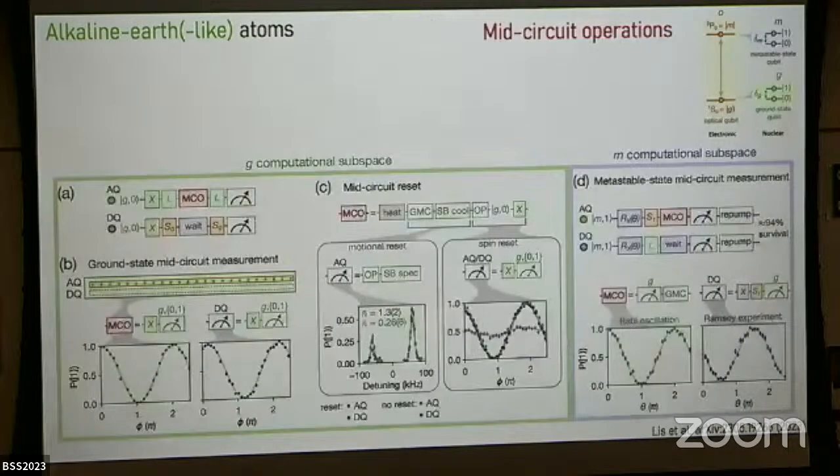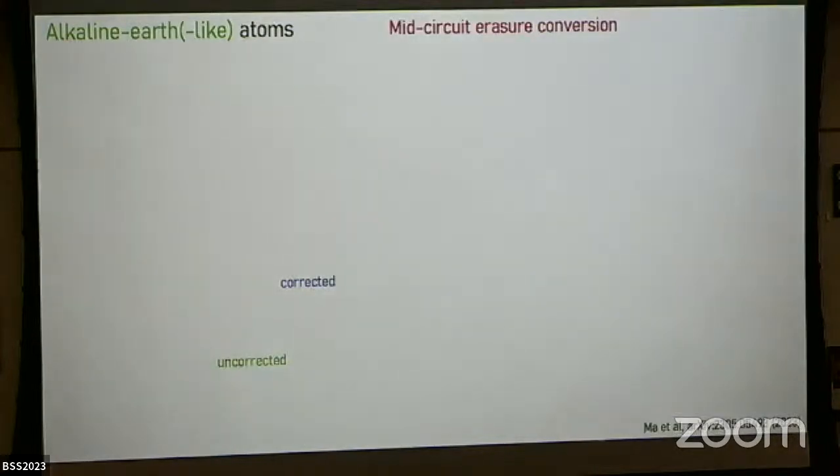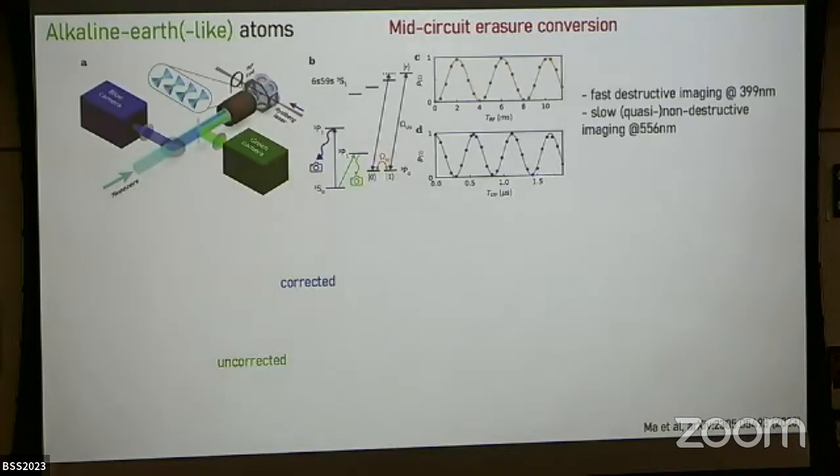Okay, so here I wanna, sorry, these slides are a little bit messy, but another application, another thing you can do with these alkaline earth atoms that is really in the spirit of this mid-circuit operation is this so-called mid-circuit erasure conversion. So this is an experiment from Jeff Thompson's group in Princeton. So what he did here, again, he also has ytterbium-171.